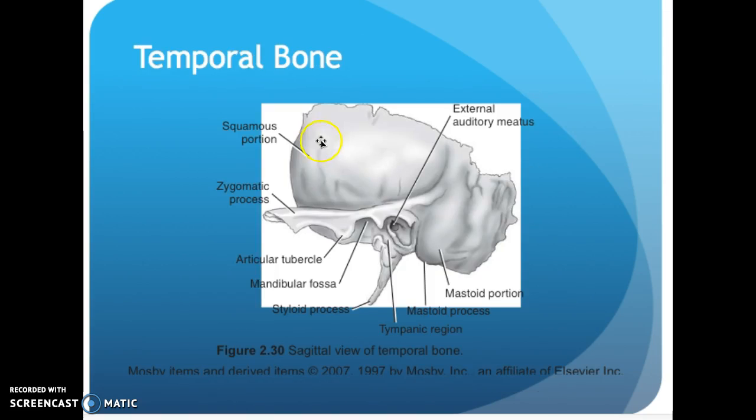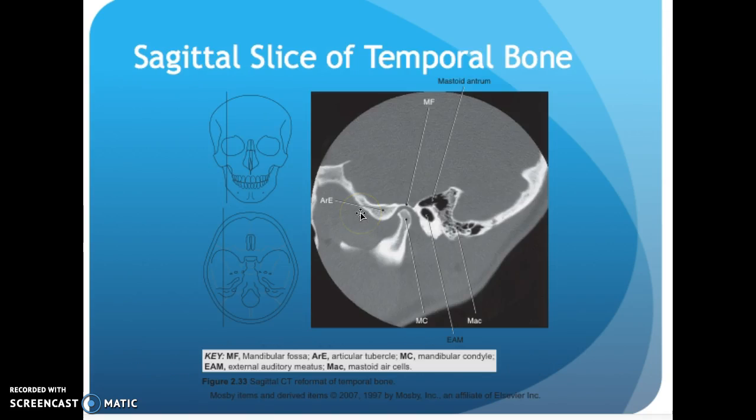So your temporal bone, here's your squamous portion. You have your external auditory meatus with your mastoid portion with your mastoid process. Styloid process coming down, tympanic region, mandibular fossa here, and articular tubercle there. This, of course, is your zygomatic process.